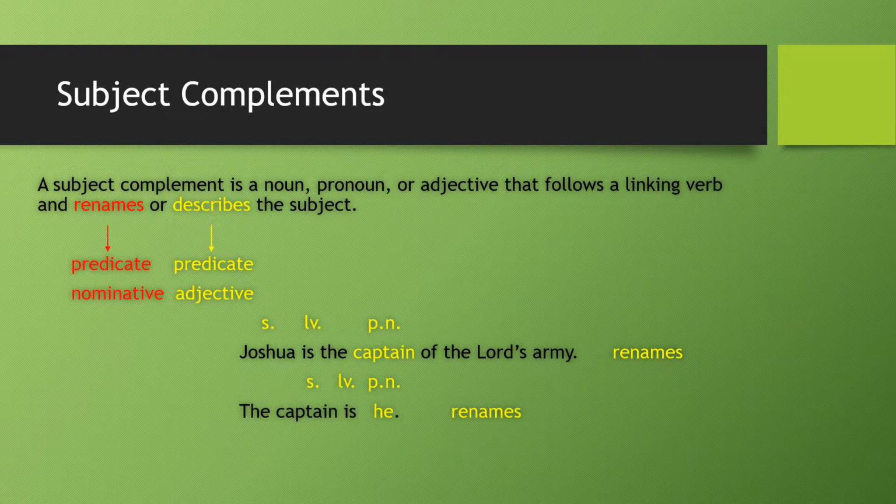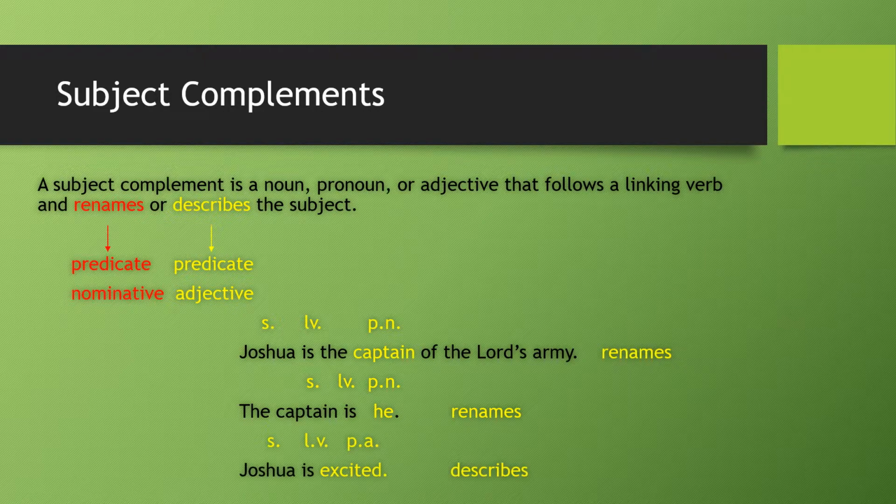The captain is he. And again, we have a linking verb is that's linking he with captain. He is a noun or a pronoun. Here it's a pronoun. And here it is renaming once again the subject, the captain. The captain is he. He is the captain. So it is renaming. So again, we have a predicate nominative.